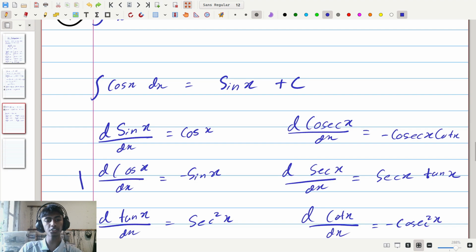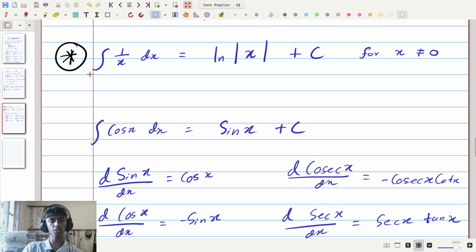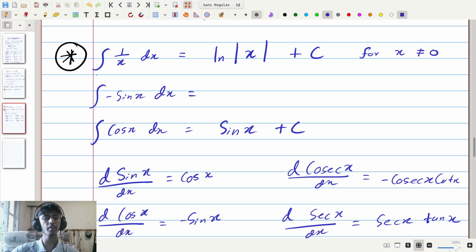Similarly, from the second relationship, we can see the derivative of cosine of x is going to be equal to negative sine of x. Therefore, we can write using our antiderivative law that the integral of the negative sine of x taken with respect to x is going to be the cosine of x plus c. However, this is not usually what we do.